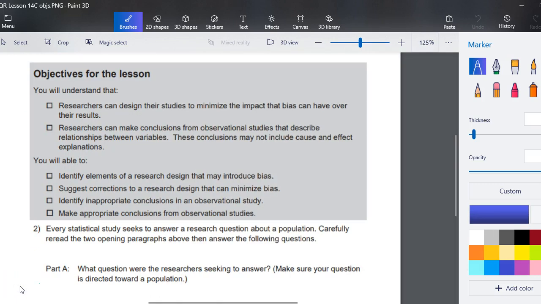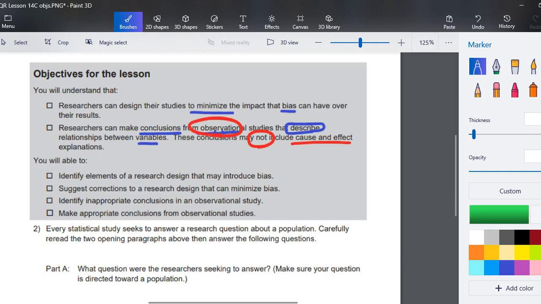So the objectives for this lesson are that we will understand that researchers can design their studies to minimize the impact that bias can have over their results. Researchers can make conclusions from observational studies, conclusions that describe the relationships between the variables. I'm going to put this next part in red. These conclusions may not include cause and effect. They may not when you're doing an observational study.